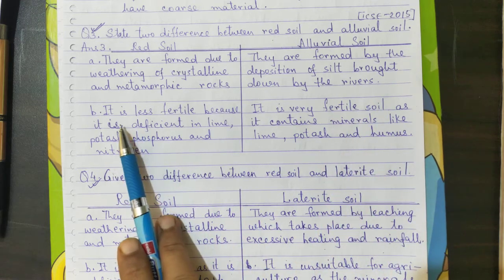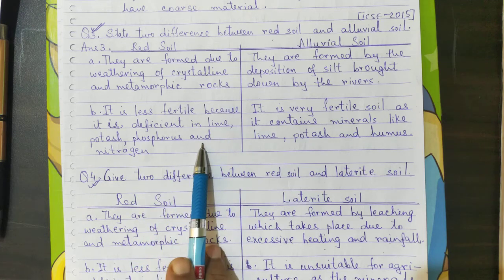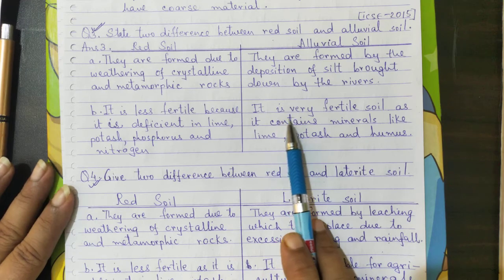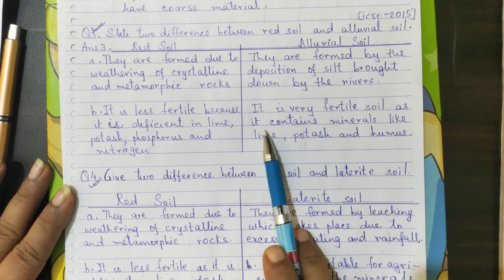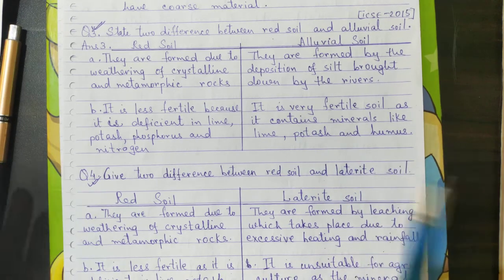Second difference is red soil is less fertile because it is deficient in lime, potash, phosphorus and nitrogen. Alluvial soil is very fertile soil as it contains minerals like lime, potash and humus.